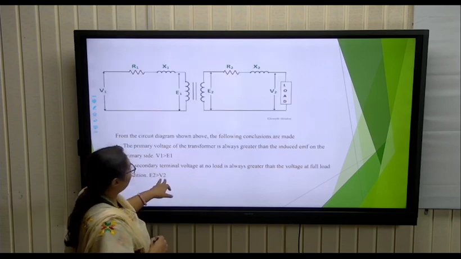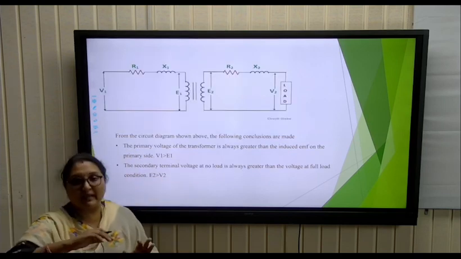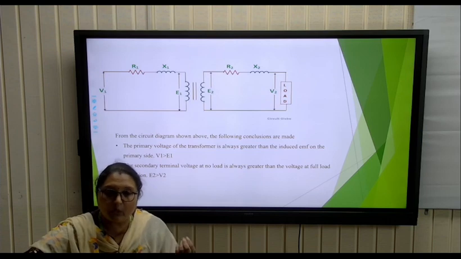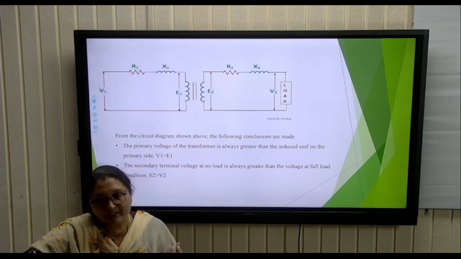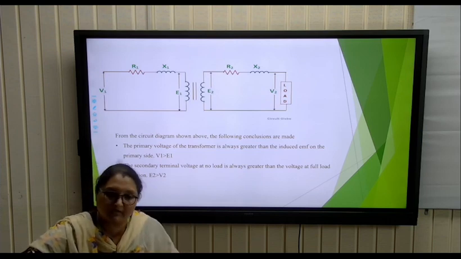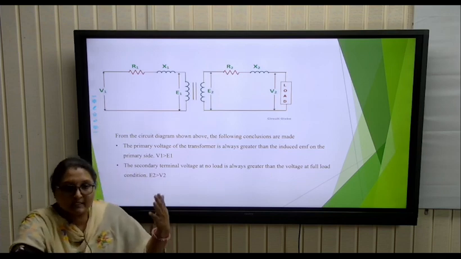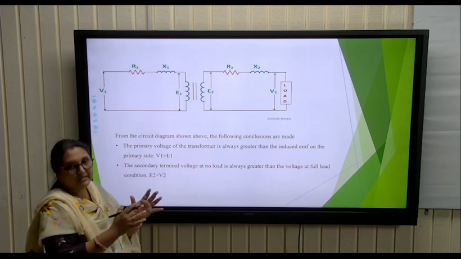So what we want is a transformer to have maximum efficiency with a very low percentage regulation. If percentage regulation is less, that means the losses are less, that means your output voltage is the same as your input voltage, that power is the same.